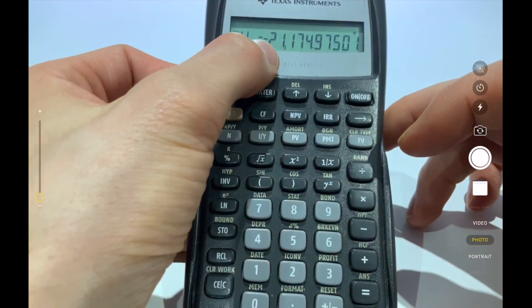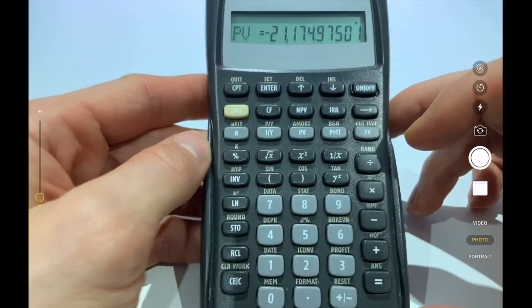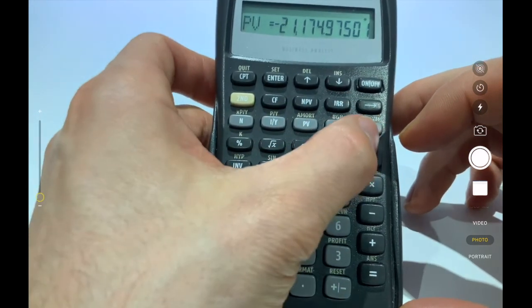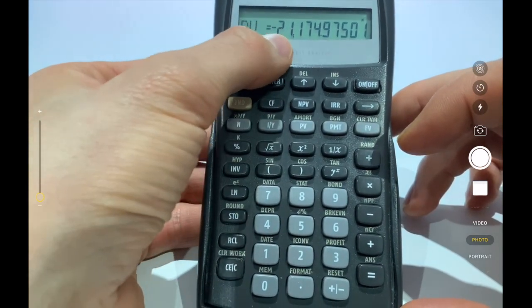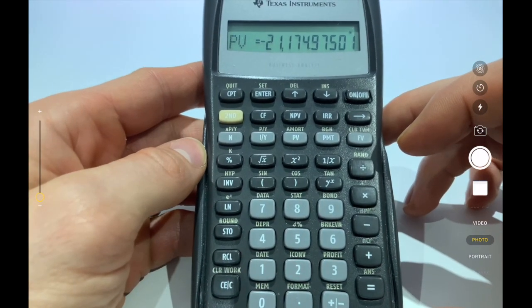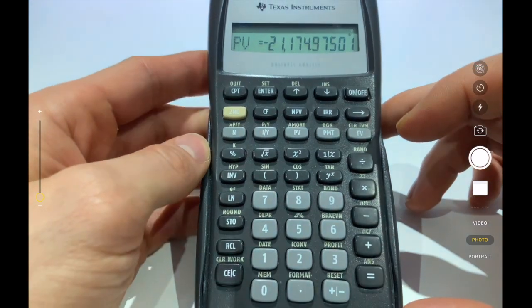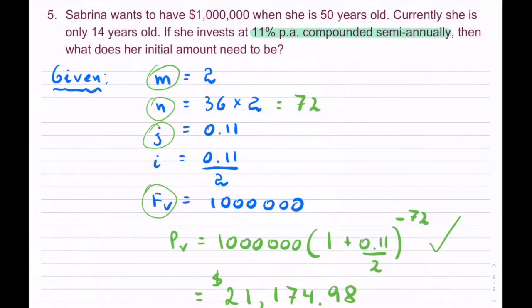Now notice it is negative, because in the business calculator world, there's always inputs and outputs. Because our future value was an input, we were receiving that 1 million. That means we had to actually put out or invest this amount. And notice it's exactly the same: 21,174.98. If I go back here, that is exactly what we have right there. So that's how you would tackle that with that business calculator, in case you wanted to know.